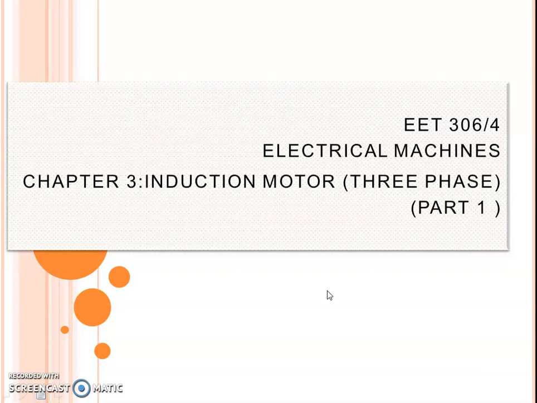So why do we start with 3-phase? Because the sequence of the operation of the induction motor is more preferable, or can be seen more easily, in 3-phase mode rather than single phase. So it's easier to see the sequence of the operation of the induction motor in 3-phase. That's why we start with 3-phase.